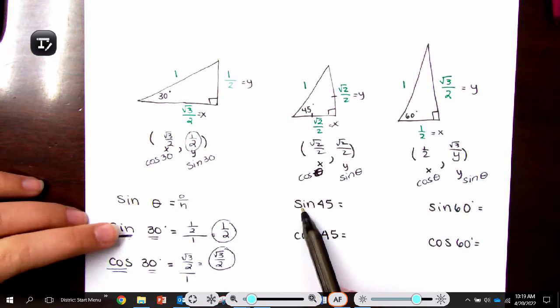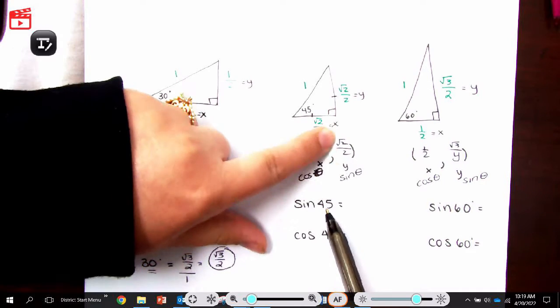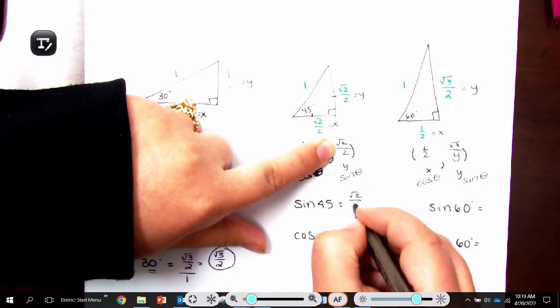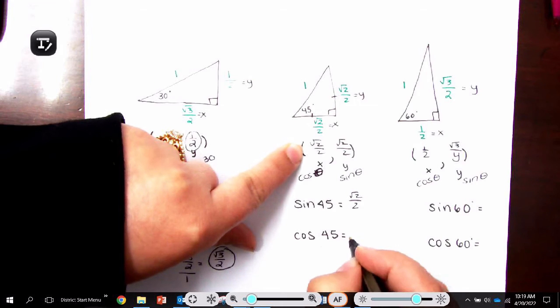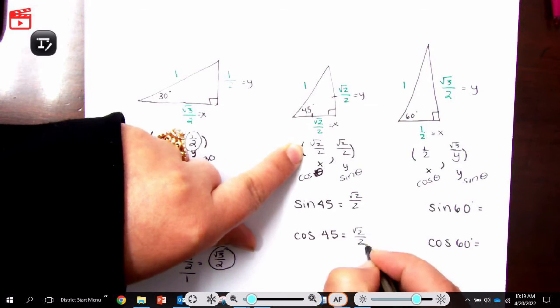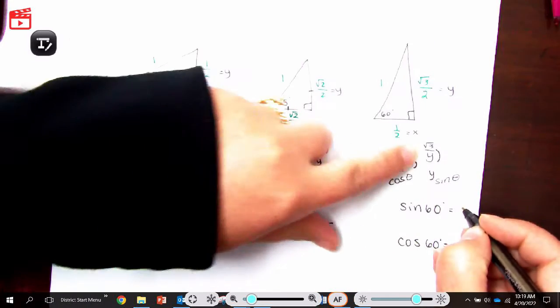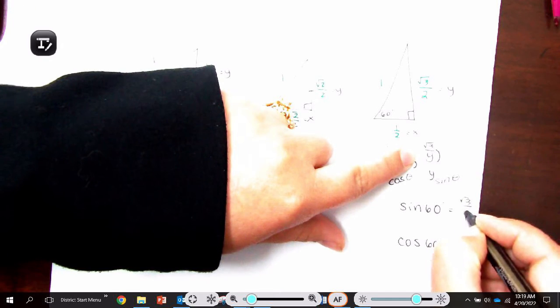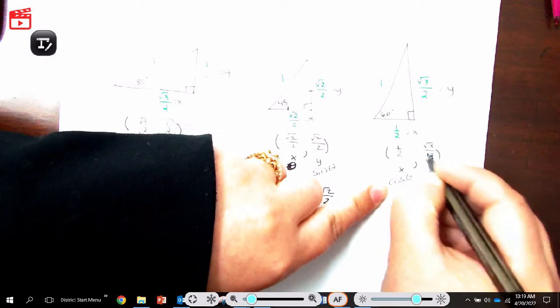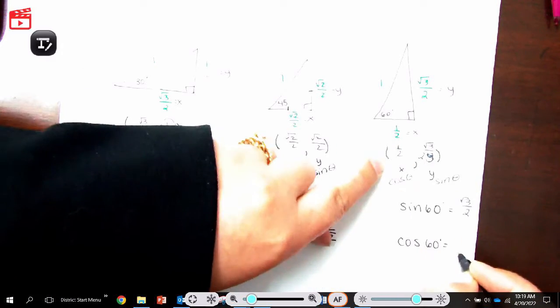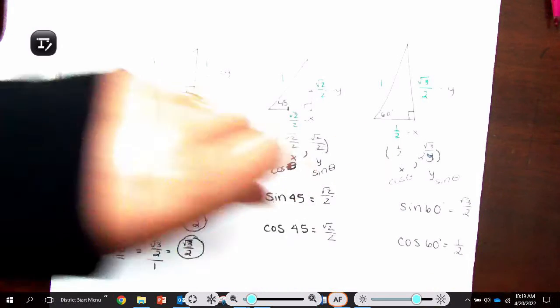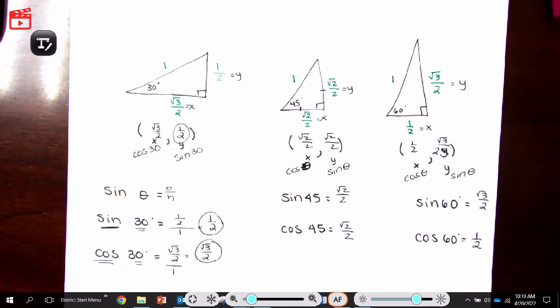So if we look at sine of 45, I'm looking at our y value, that is root 2 over 2. If we go to cosine of 45, we have root 2 over 2. Now sine of 60 is root 3 over 2, and cosine of 60 is 1/2. Again, these values work because on the unit circle, for these triangles, we have a hypotenuse of 1.